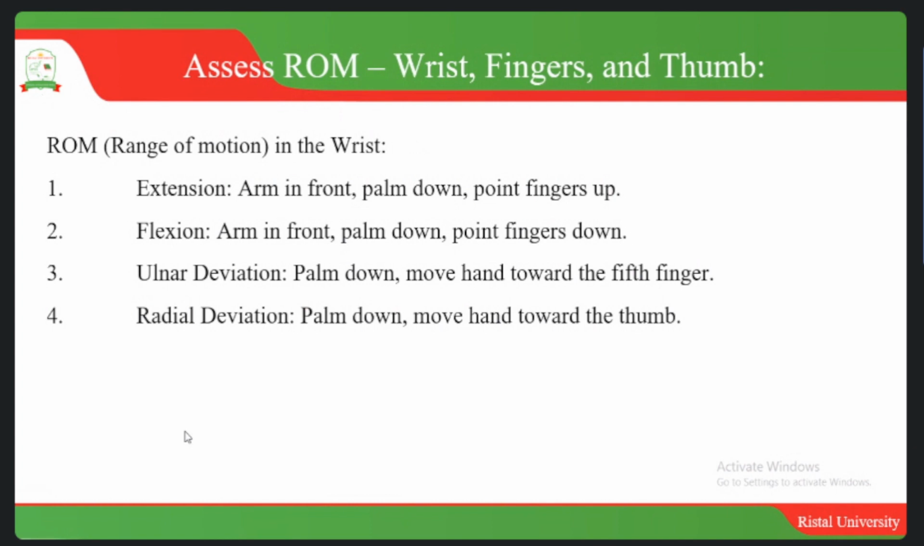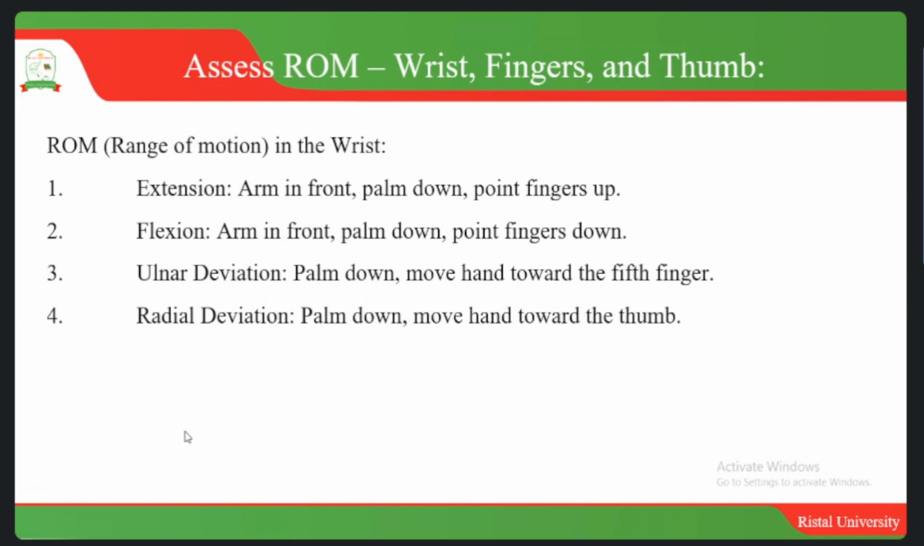The other thing is assessing the range of motion of the wrist, the fingers, and the thumb. So here you're going to tell the patient to do some extension, whereby the arm is in front, the palm is turned down, and the fingers point upward. These extensions can be done when the patient has told you how he's feeling, maybe that the hand is painful. So you're trying to identify: is it at the elbow, is it at the shoulder, is it at the wrist?